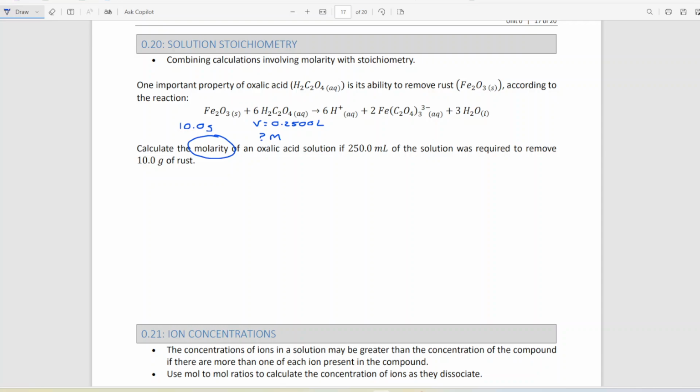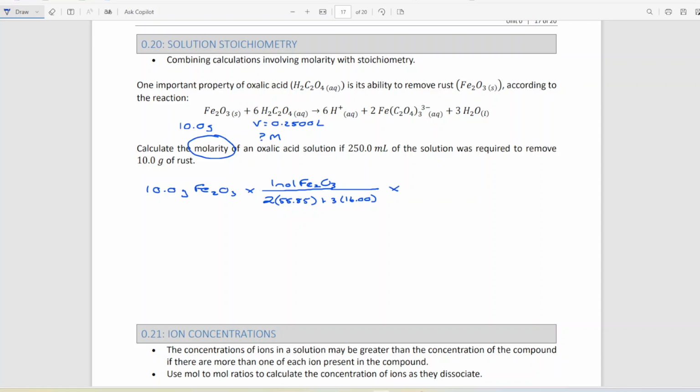So we're going to start with our 10.0 grams of Fe2O3, and we're going to calculate the number of moles that is. So we're going to say that 1 mole of the iron(III) oxide weighs what? We calculated this on a previous page, but we'll just write it again. So there's 2 irons, which are 55.85, and there's 3 oxygens, which are 16. And that would get me the moles of iron(III) oxide, or of my rust.